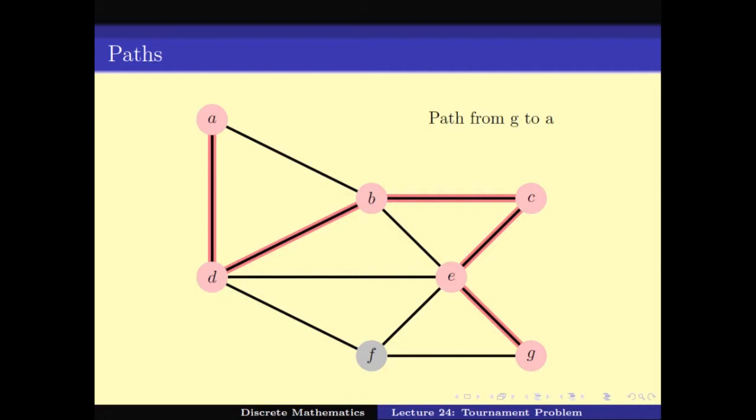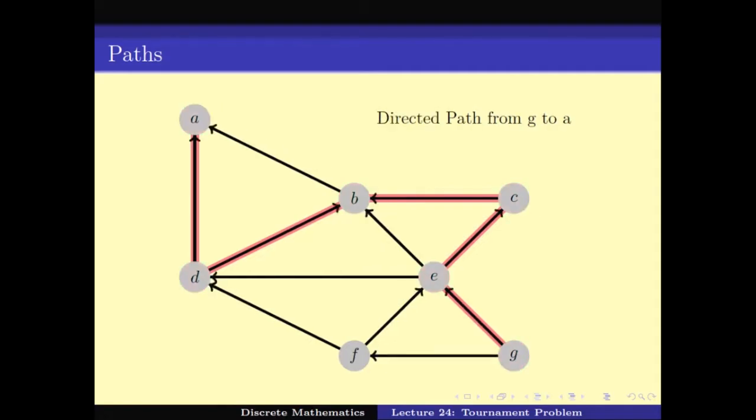Now, if the graph is directed, for example, if this is a direction that I have denoted by the arrows, then this is not a path from G to A. Why? Because this edge, D to B, is going in the opposite direction. Because if I have to go from G to A, then I can go from G to E, E to C, C to B, but I cannot go from B to D because the edge is going in the other direction.